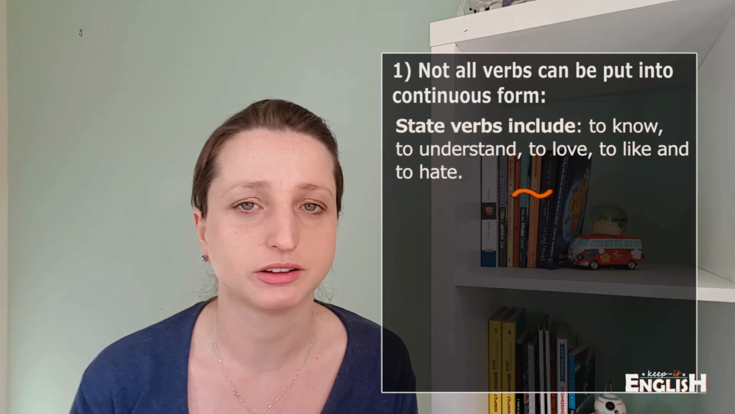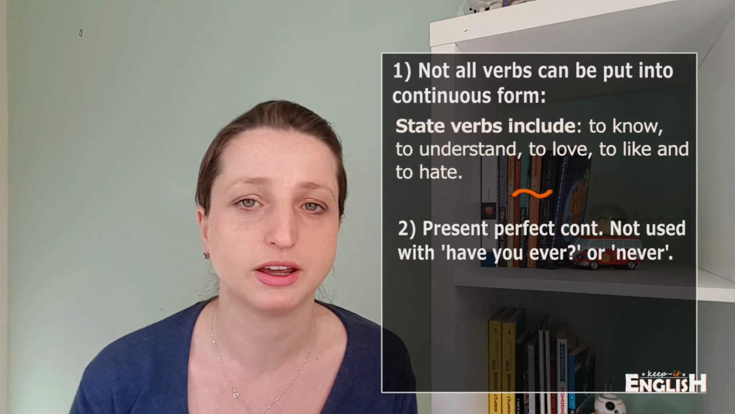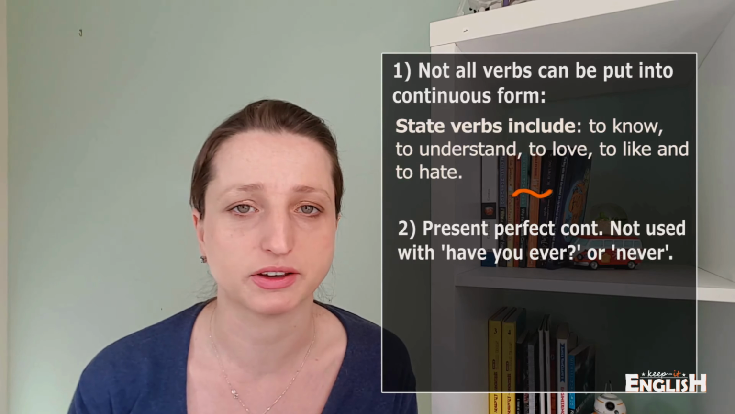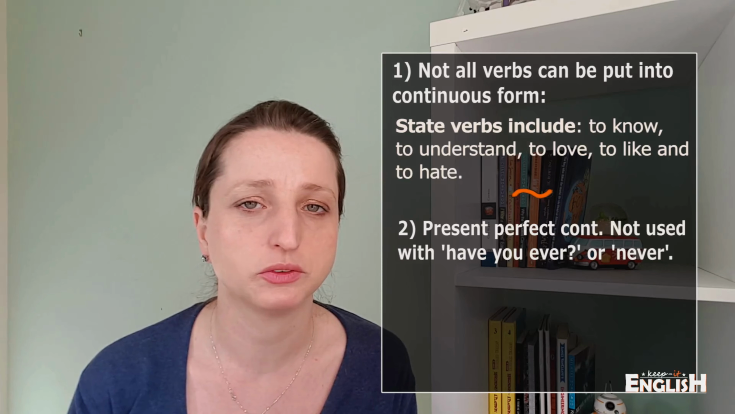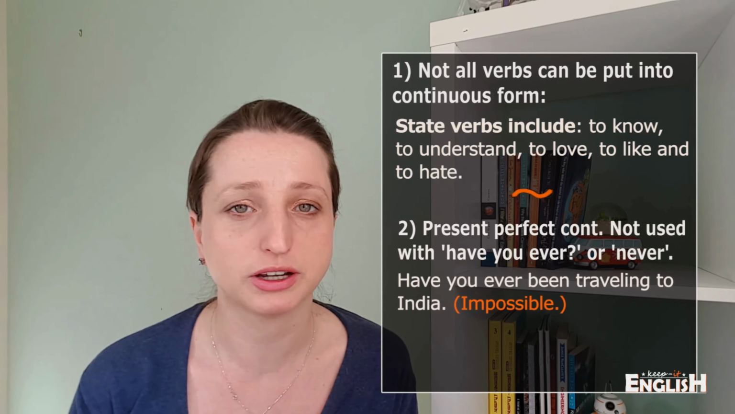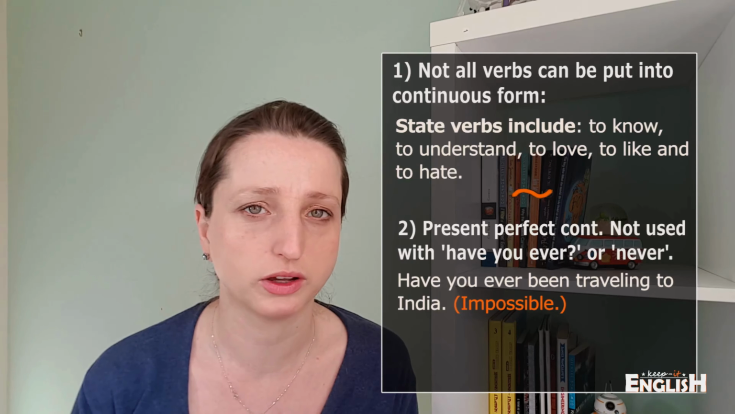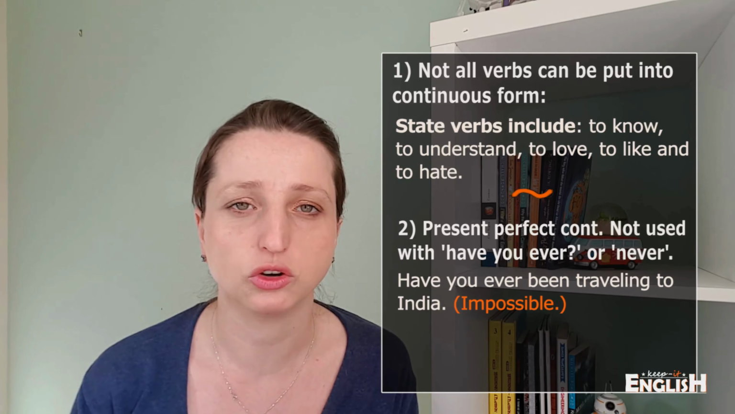Number 2, the present perfect continuous is never used with the question have you ever or with negatives with never. For example, have you ever been travelling to India is impossible. This is because both have you ever and never refer to one event, not a continuing action. They are only used with the present perfect.